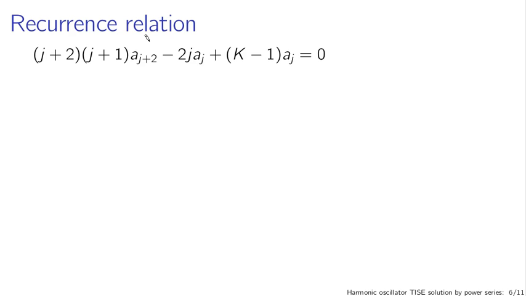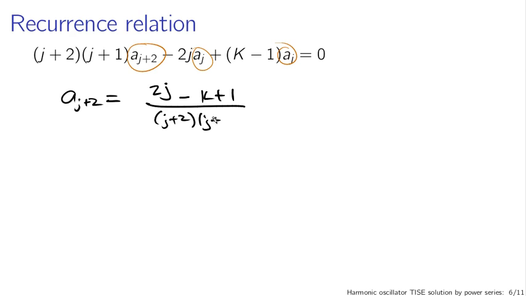This is called a recurrence relation, because it tells you what these coefficients are in terms of each other. We have a sub j plus 2 and a sub j. So we can simplify this equation a little bit and solve for a sub j plus 2. And it's equal to these things. I'll mess with the signs a little bit, moving things around: 2j minus k plus 1 over j plus 2, j plus 1, a sub j. So this tells us what our a sub j plus 2 is in terms of a sub j.